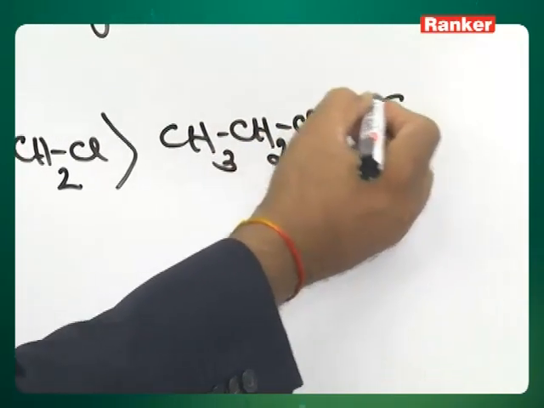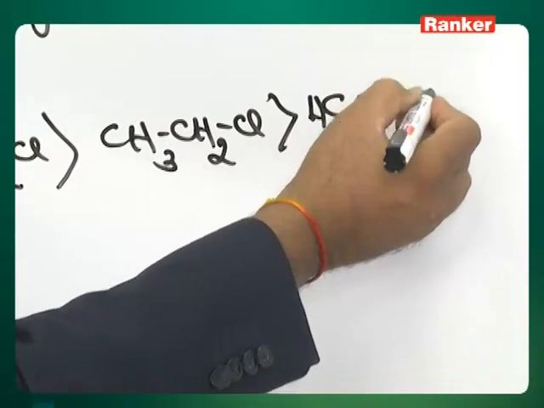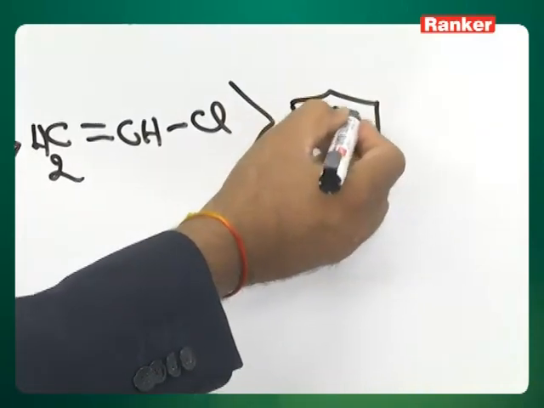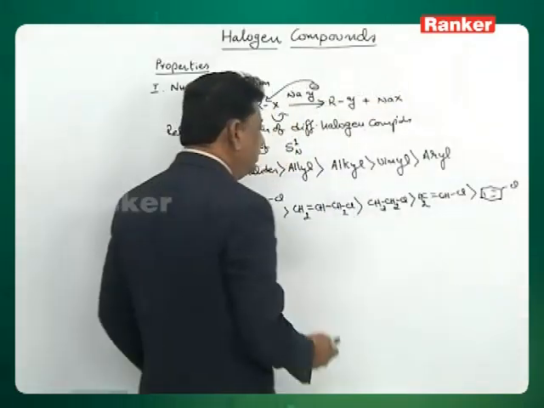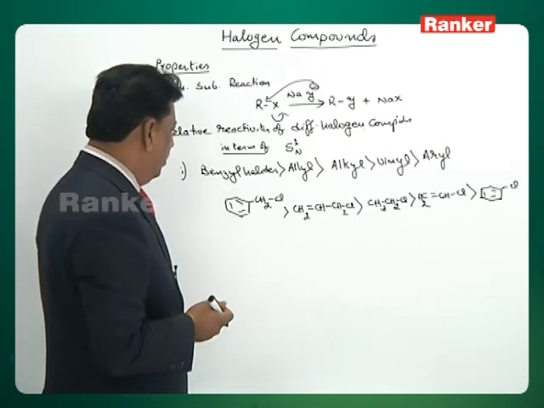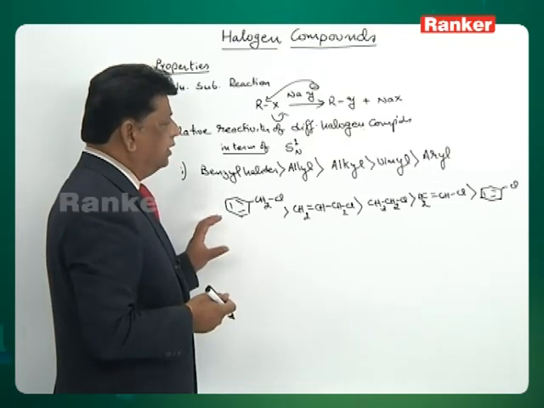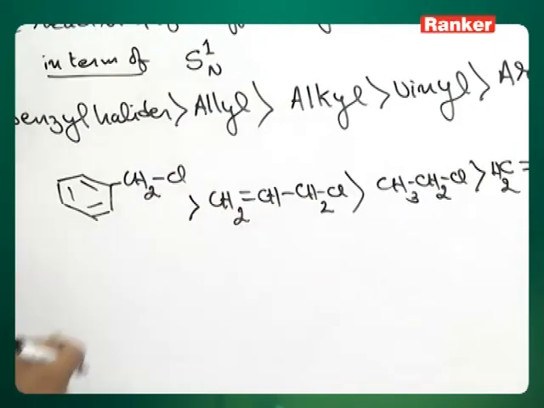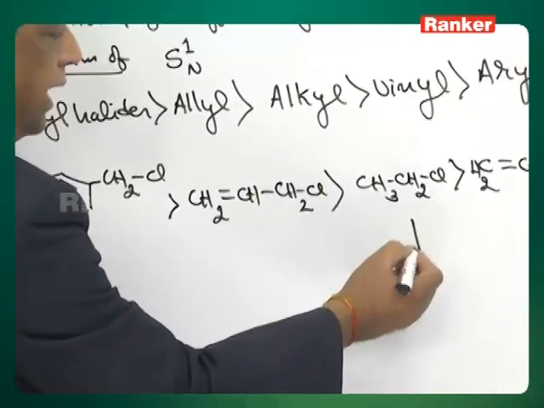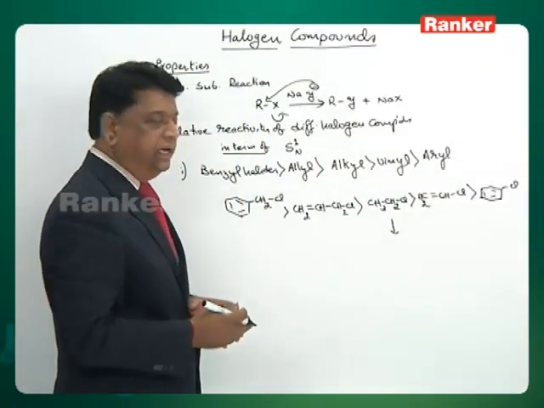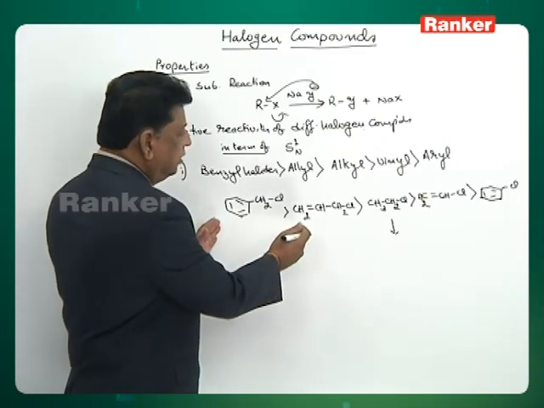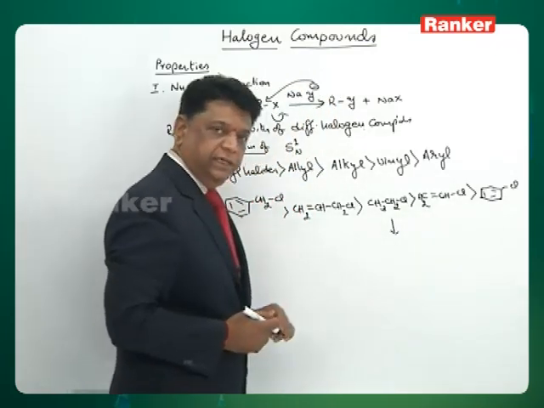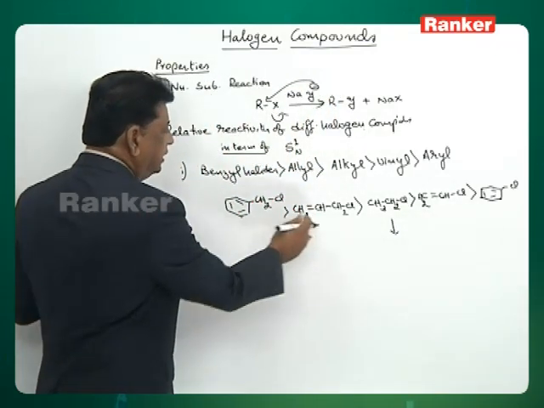Then alkyl, let us take one example, ethyl chloride. Then ethylene containing a double bond with chlorine is called vinyl chloride. Then an aromatic compound, that is a benzene directly with the chlorine. So, this is the generalized order, and we divide it into two parts. The first is why benzyl and allyl are more reactive. Taking ethyl chloride as the standard, why are these faster? In the second level, we will take why these two are less reactive. Let us first discuss why these two are more reactive.